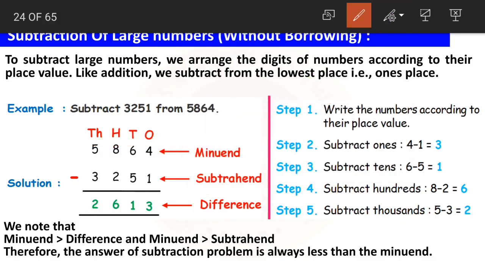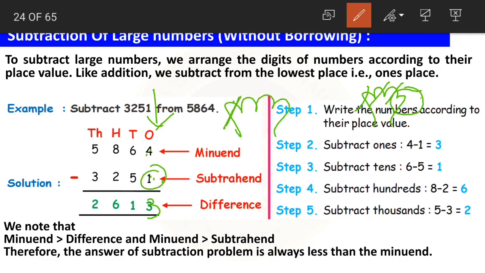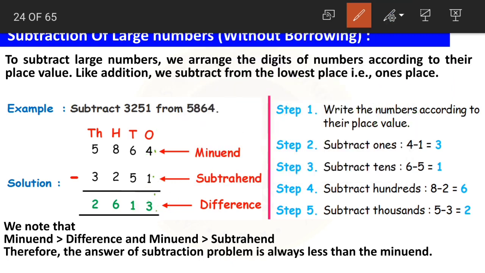Now after writing the numbers like this according to their place values, how do we start subtracting? From the ones place. So 4 minus 1 is what? 4 minus 1 is equal to 3. See, these are 4 fingers. We are subtracting only 1, closing only 1 finger. How many fingers are open? 3 fingers. So the answer is 3. 4 minus 1 is equal to 3.